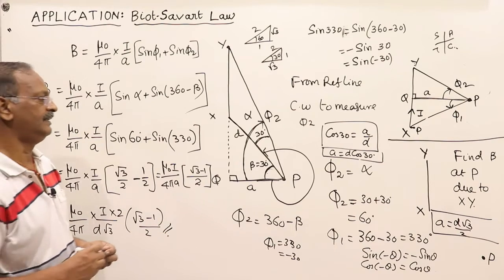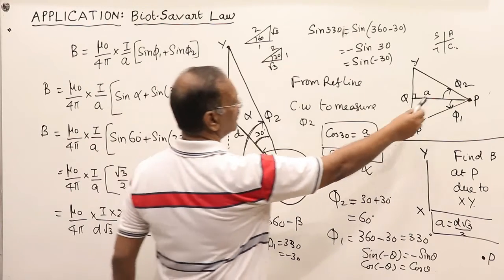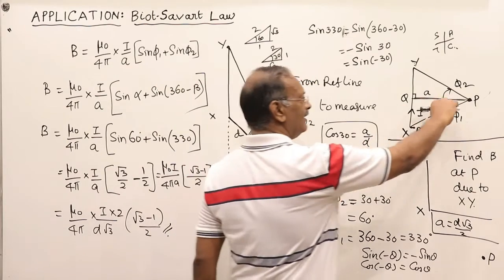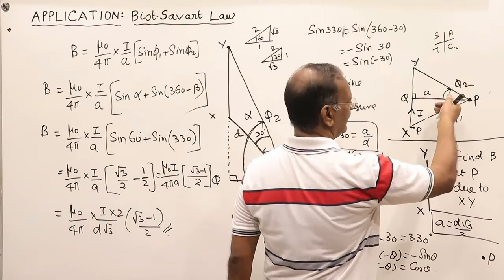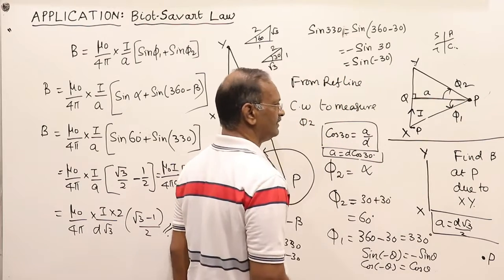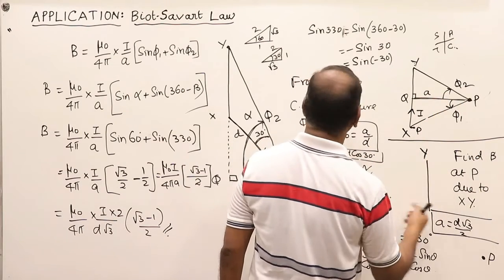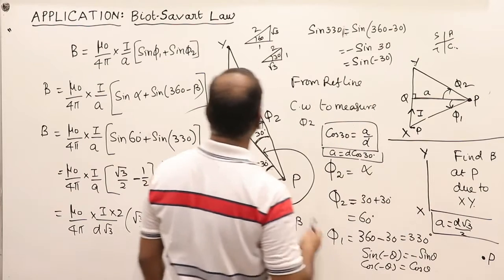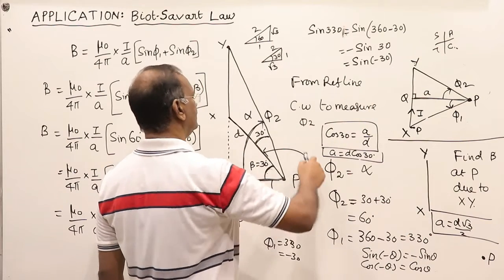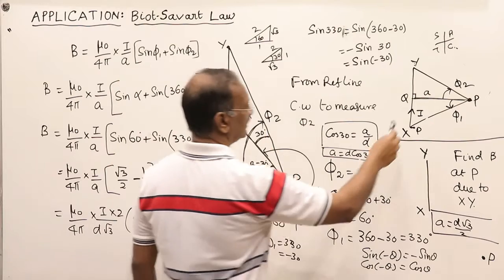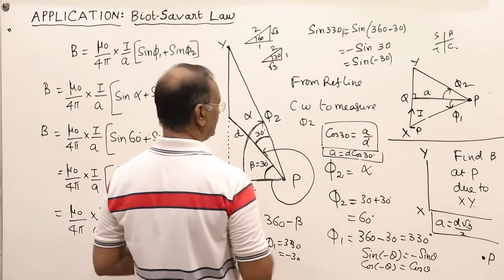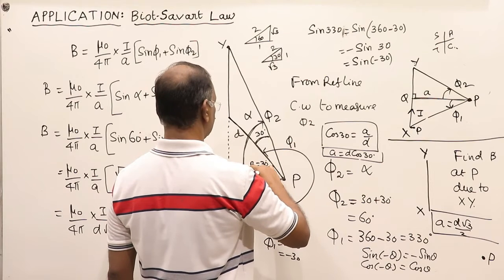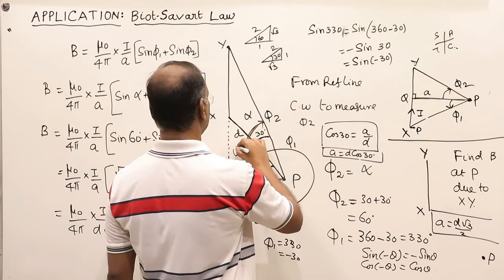One thing we have to see: some books may write this as phi 1 and this as phi 2. No problem. This angle is always measured from here clockwise, and this is measured anti-clockwise. If the segment is small like this, from this point we come in the reverse way up to this bottom line. That is our phi 1, and this is from the reference line. This is our phi 1.